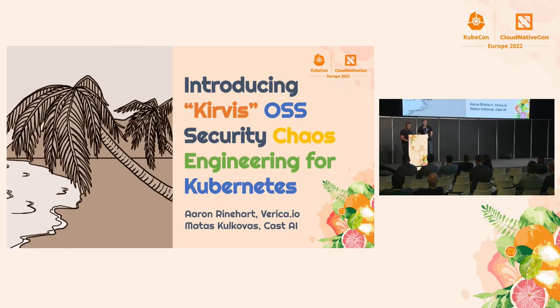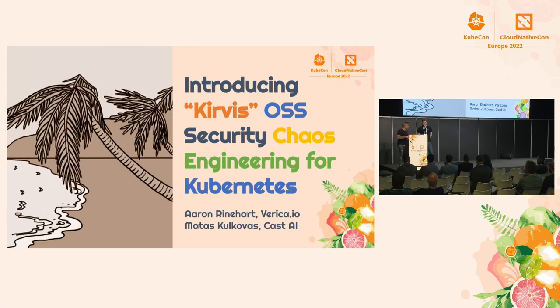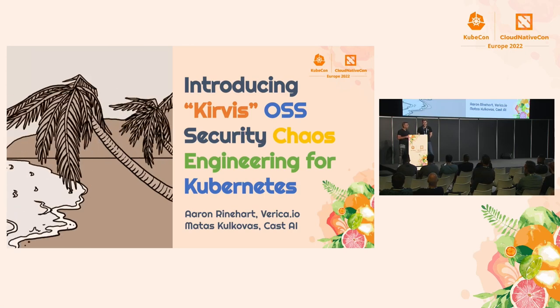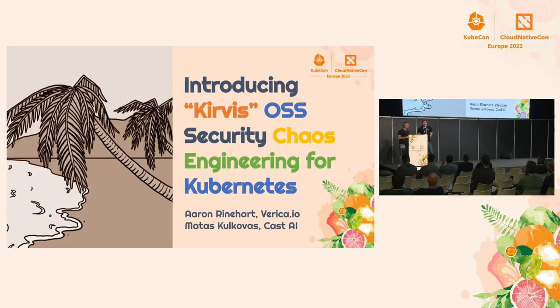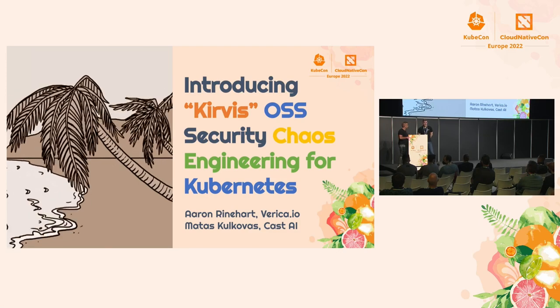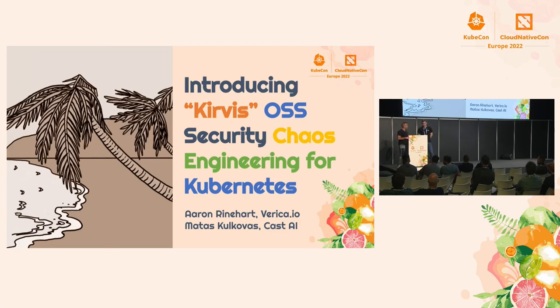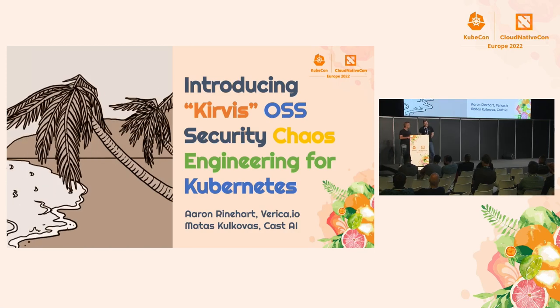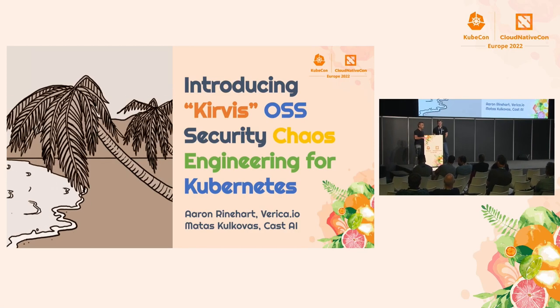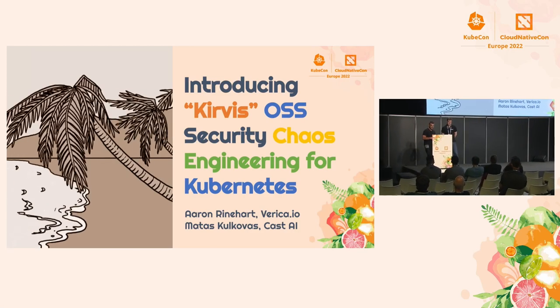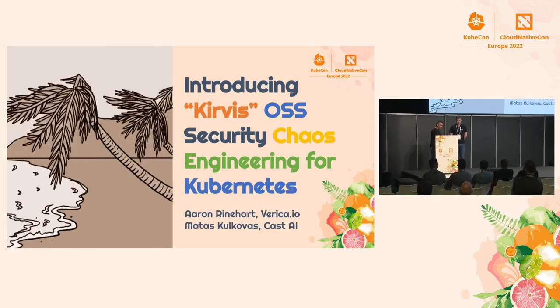Let's dig into it. Some of you might be confused because in the schedule it said Komrade. It was previously named after Komrade Dyatlov, who chaos engineered the Chernobyl plant. Due to the recent events in Ukraine, I decided to change the name to Kulkovas. So it's the same thing, just a different name.